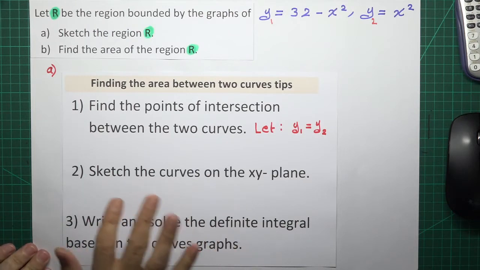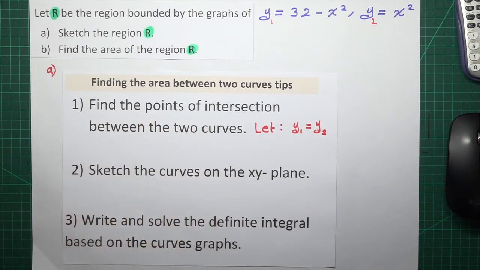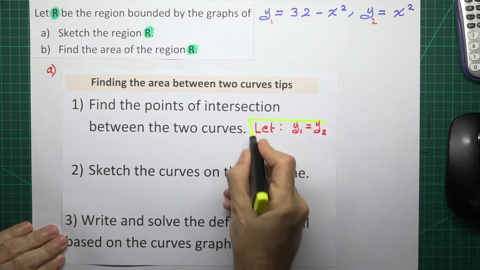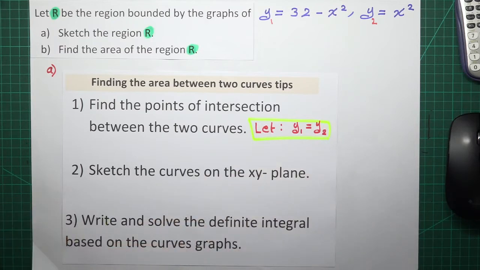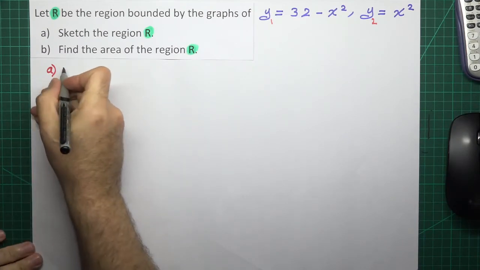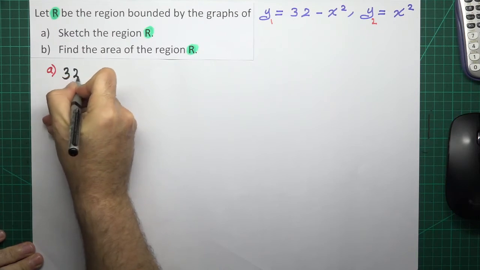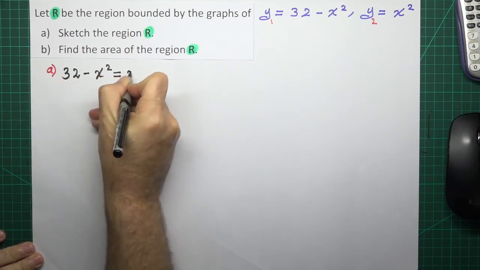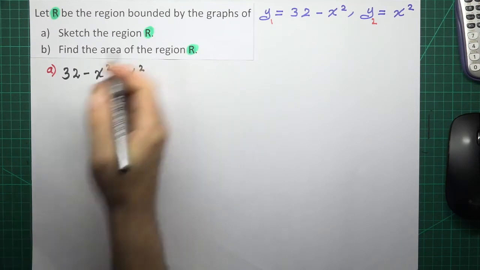Right. Find the points of intersection. Well, in order to do so, I told you one more time, we have to assume that y1 equals y2, or f1 equals f2, whatever we have. So y1, which is 32 minus x squared, equals x squared.